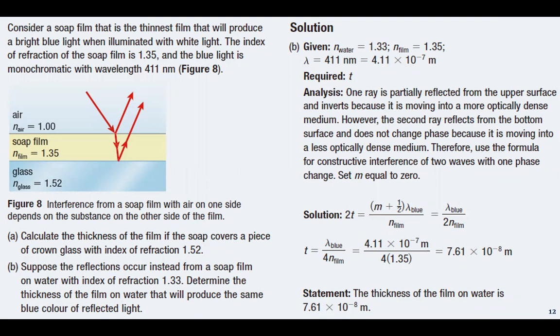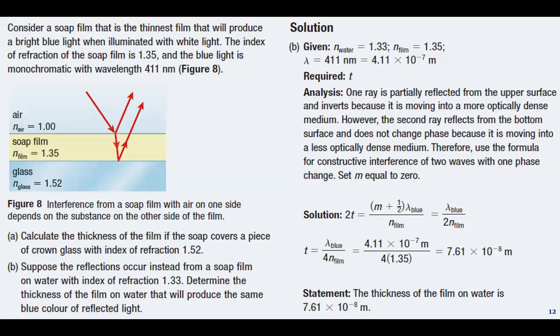Here m equals zero, again because we're trying to find the thinnest film possible to generate bright blue light, right? So in this case, we have the distance difference 2t should equal (m plus 1/2) times lambda blue over n film. So 2t equals lambda blue over 2 n film. That's a simplified formula, which can then further be simplified to t equals lambda blue over 4 times n film. Then put all the values in, we have t equals 7.61 times 10 to the power of negative 8 meters.